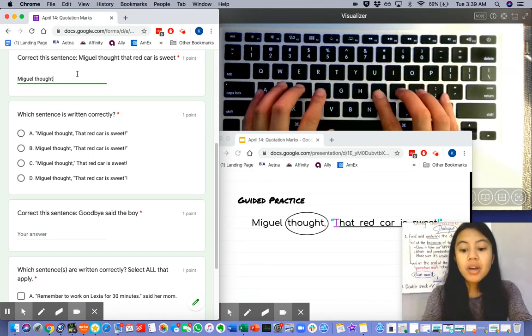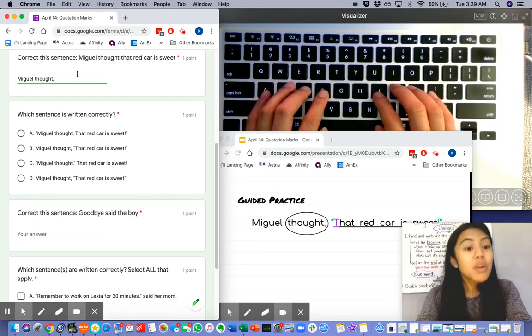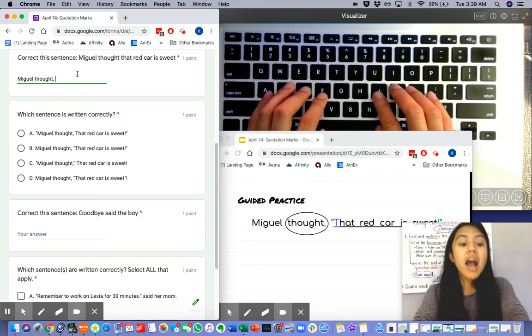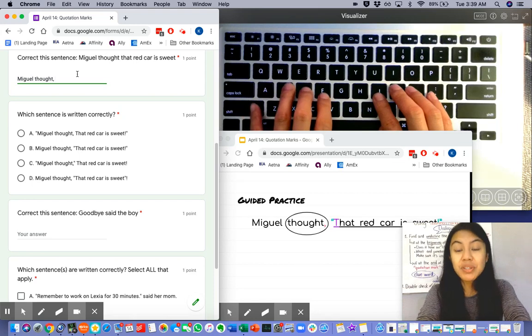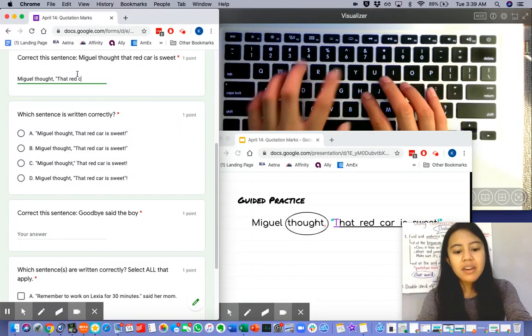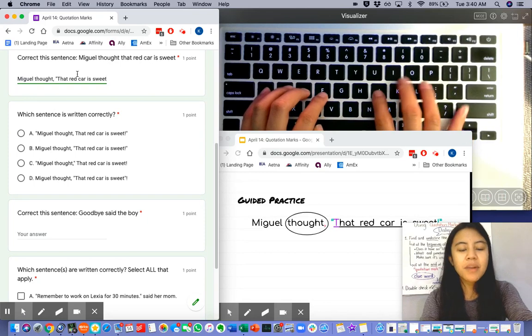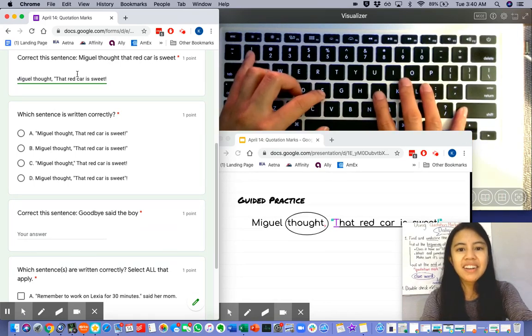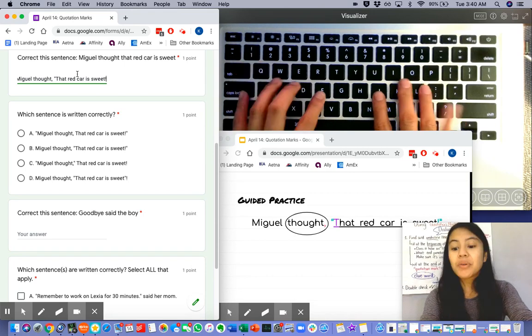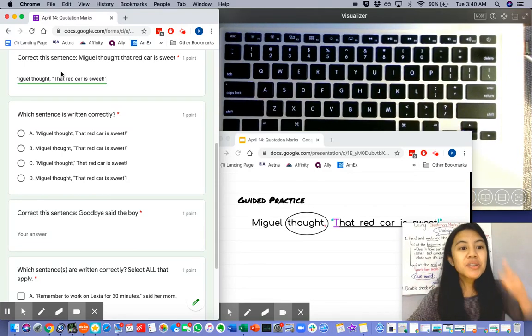Now I'm going to type this key for a comma, space. Scholars, in order to make a quotation mark when I type, I'm also going to hold that Shift button like I do with capital letters and press this key with my pinky. Shift. That red car is sweet. I hold my Shift button and press the exclamation point here. Don't forget your end quotation marks. Go ahead and pause your video to type that.